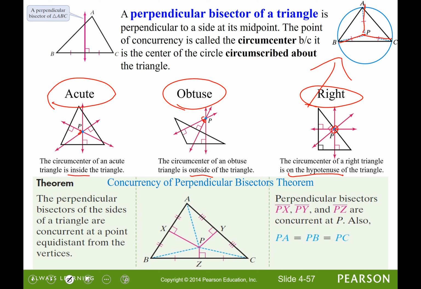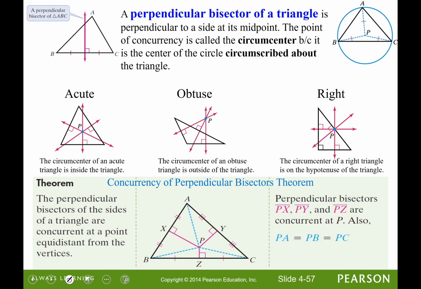All right, concurrency of perpendicular bisectors theorem. The perpendicular bisectors of the sides of a triangle are concurrent at a point equidistant from the vertices. Here, let me erase some of the sketch. That's what we were looking at right here. That's this theorem. The perpendicular bisectors of the sides of a triangle are concurrent at a point that is equidistant from the vertices. So these blue dashed lines are all congruent to each other. They have equal length.